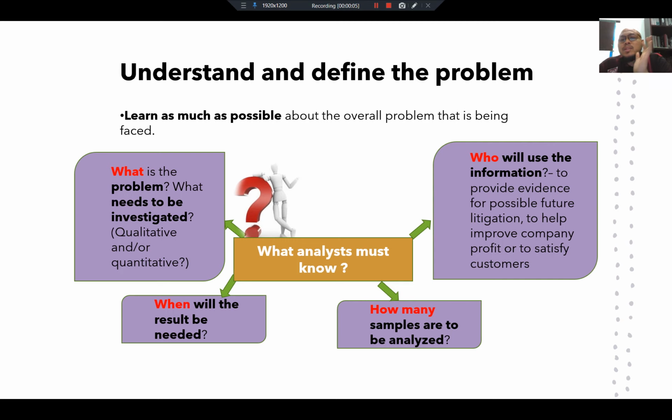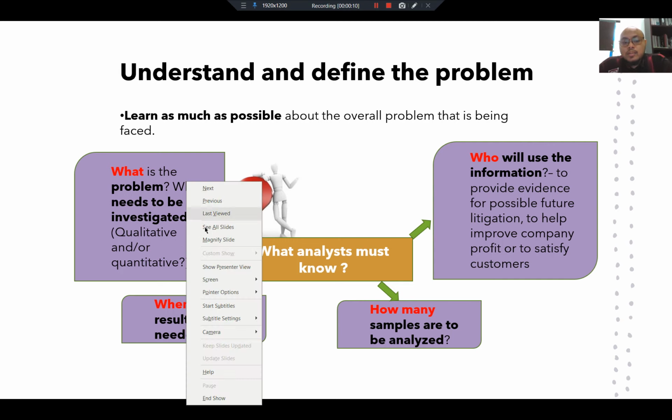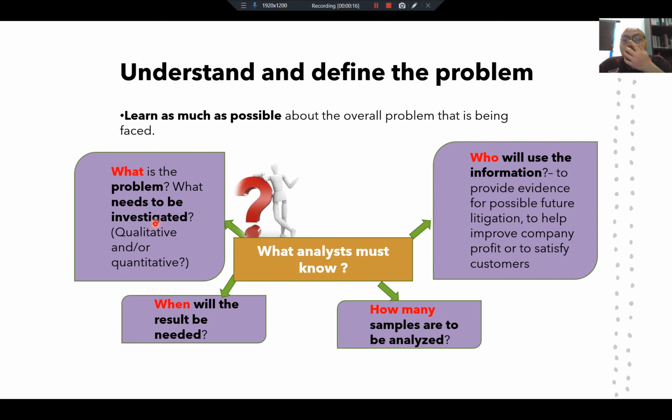Right, so now let's say, for example, to understand and define the problem, you need to learn as much as possible about the problem that you face. For example, you need to understand what problem you would like to investigate, whether it is quantitative or just a qualitative analysis. You need to understand what kind of sample it is, what the limitations of the sample are, and how the sample was preserved or collected before that.